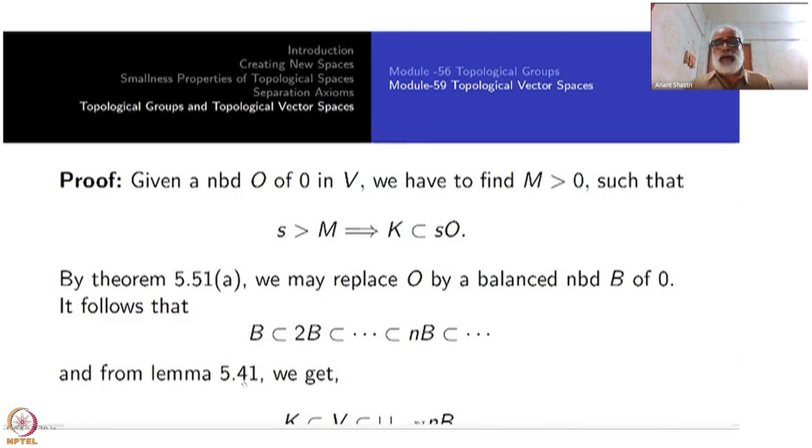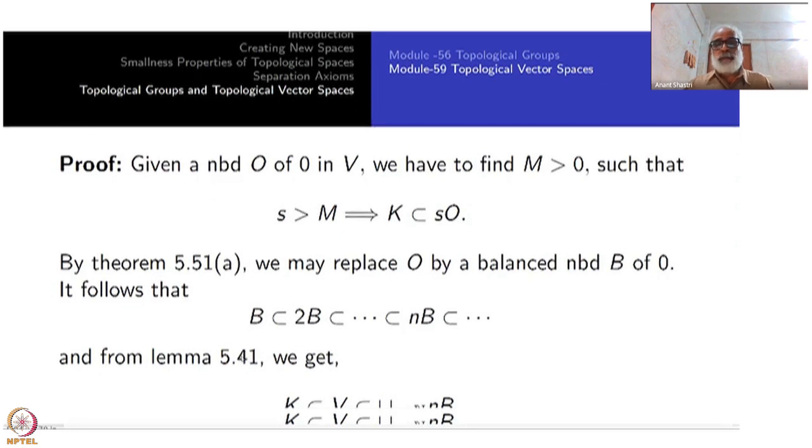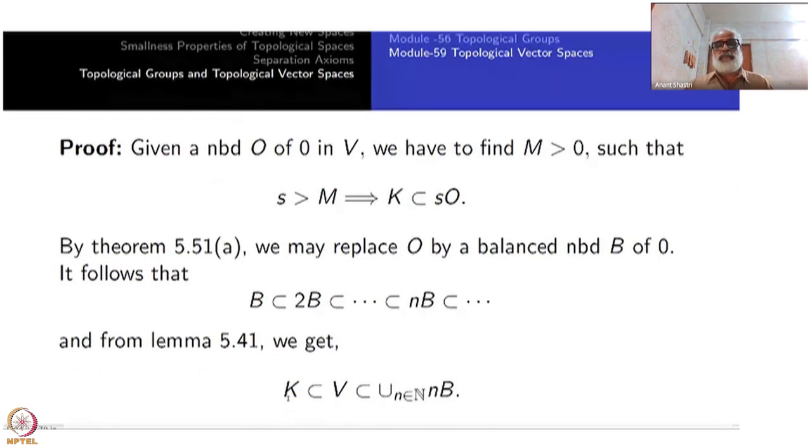And from the lemma 5.24, whatever, we get that V is the increasing union of these. Okay. So remember, if we have an increasing union of neighborhoods where these numbers go to infinity, then this whole thing is covering the entire vector space, just like in the case of R^n and so on. So this is what is happening in a topological vector space also.